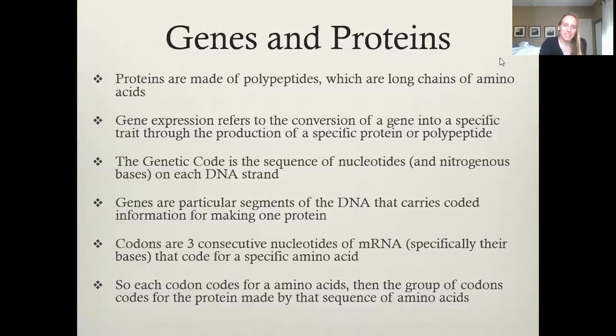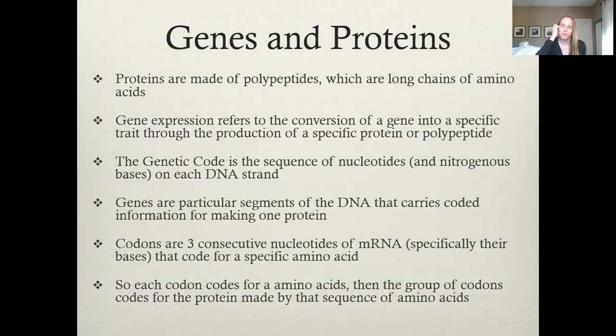So we've talked before, like I said, about the fact that proteins are made up of amino acids. We learned in Bio 20 that a chain of amino acids is called a polypeptide, and then when you fold that polypeptide, you get the protein. Gene expression refers to the conversion of a gene into a specific trait by producing a specific protein or polypeptide. So the genetic code is really just a sequence of nucleotides on each strand of DNA, and then the genes are different segments of that DNA that carry coded information for one protein.